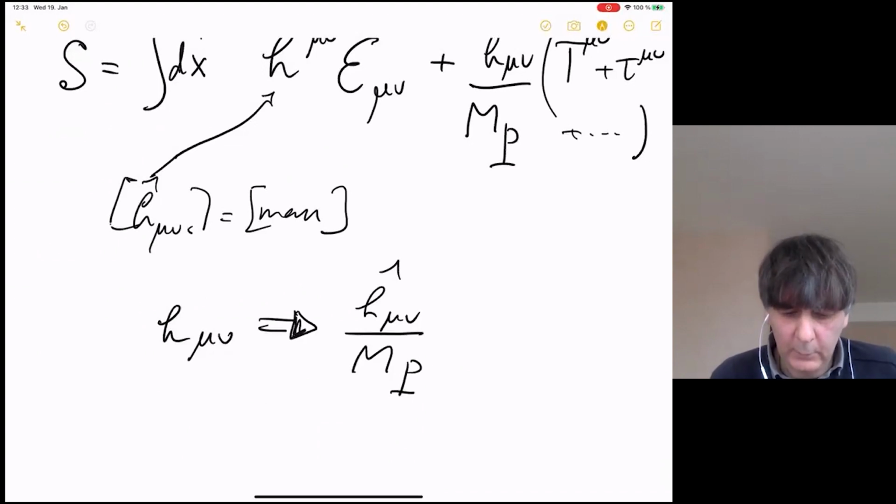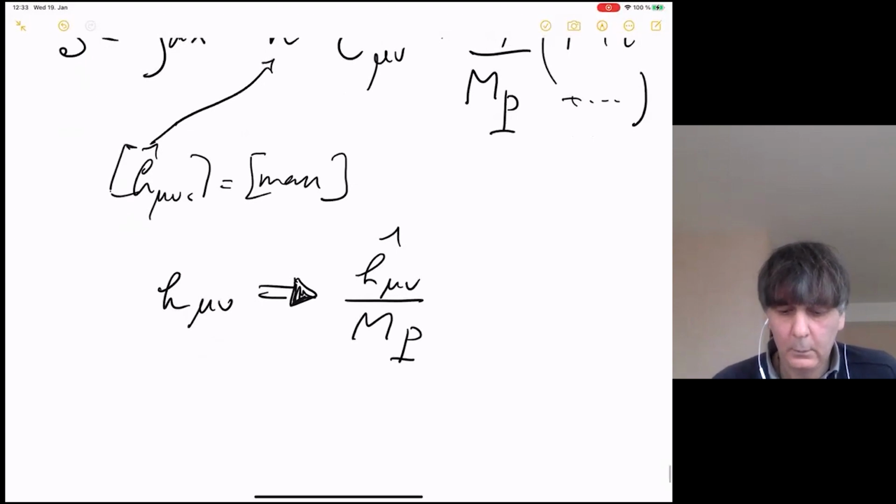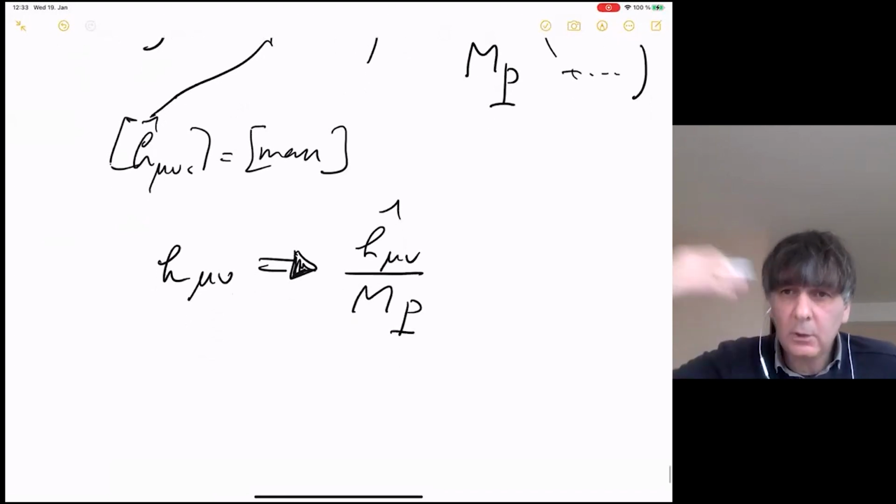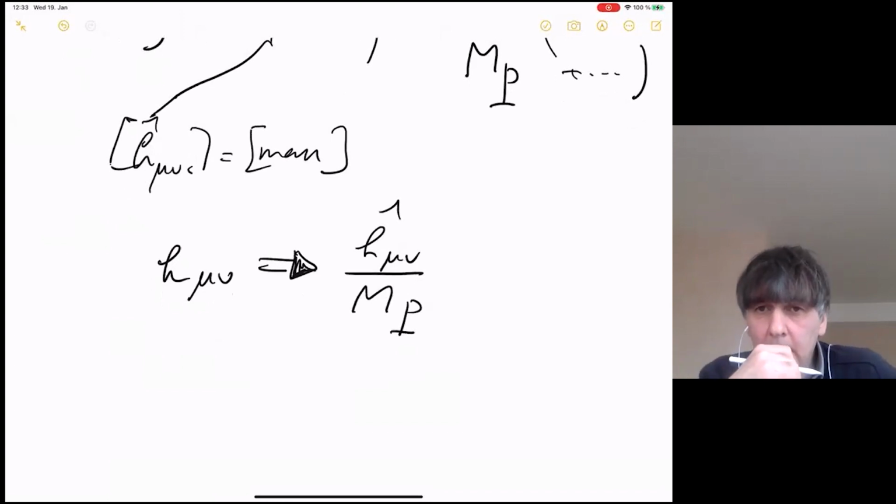Let me put an arrow here, because both sides could be either classical or quantum. This is simply about normalization. All right, so now we have these relations. Let's go further.